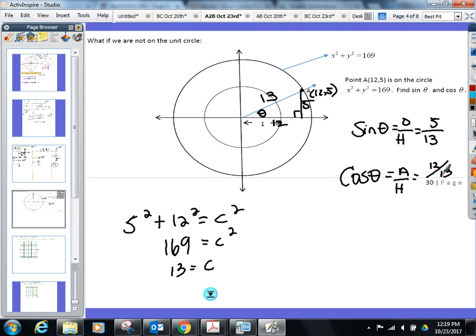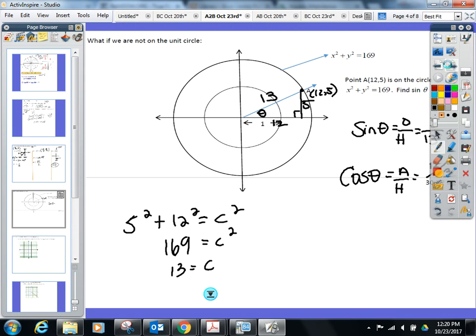And I don't know, maybe if you guys start picking this up or not, to save you some time: 5, 12, 13, that's a common Pythagorean triple. Anybody know the other common one? 3, 4, 5. That's another common one, so you don't have to do Pythag every time, but you can. You guys see what we're doing now? Because we're not on the unit circle, we're going to make a right triangle and use SOHCAHTOA now.